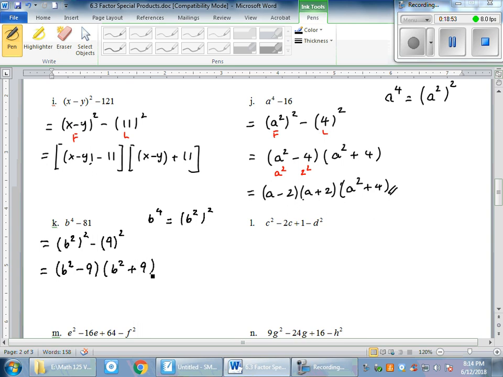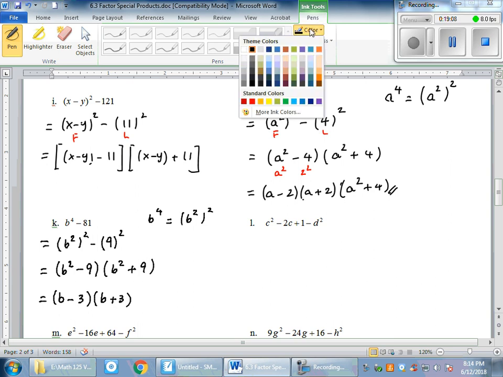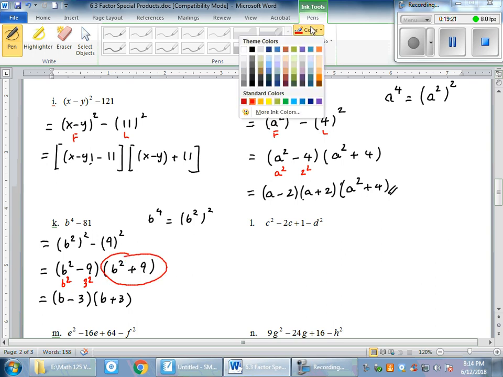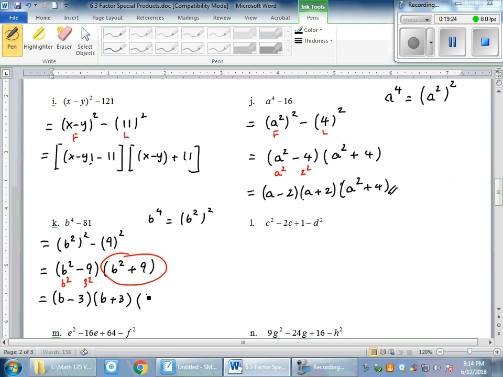Similar to the previous problem, b squared minus 9 is a difference of two squares. So we can factor this out, which is first minus last, and then first plus last. Because as usual, you can look at this as b squared, and 9 as 3 to the second power. And this portion right here is not factorable, right? A sum of two squares. So we need to write it down as part of the final answer. So this will be my final answer.